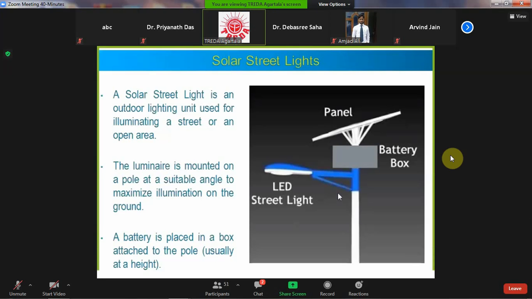Suppose in a market area at night time in rural areas, darkness is there, and the businessman and the purchasers who are coming to the market leave within 6 or 6:30. But if we install the street lighting system in this market area, the business time is increased, and the businessman is economically developed because the business time period is increasing. So this type of system is installed in our village area.